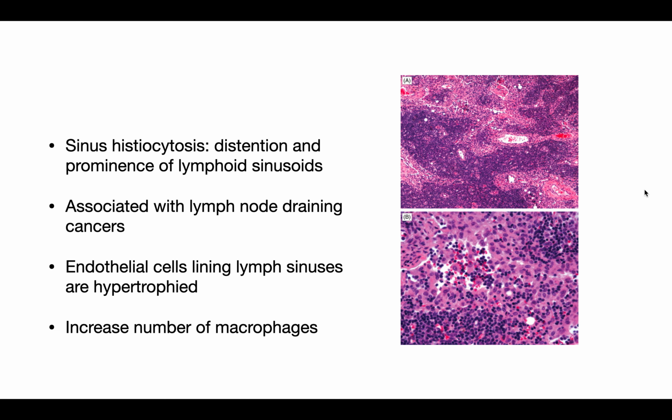But once the sinuses get involved, it's a sign that the lymph node is draining a lot, right? So it can be due to a massive infection, but more likely it's due to draining of cancer cells. So the endothelial cells, on biopsy, are going to be very enlarged and hypertrophied, and there are a lot of macrophages that have infiltrated.